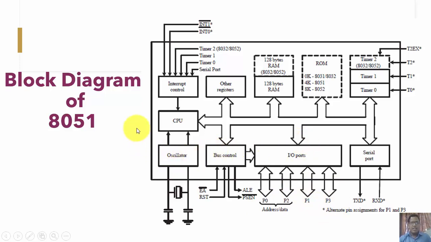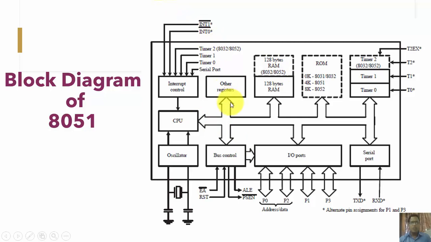As discussed earlier and as shown in this block diagram, when we talk about the 8051 microcontroller, the basic components of embedded systems exist, like memory, timer section, serial port, input output port, oscillator, interrupt control along with CPU. All these major components are integrated within this 8051 microcontroller IC.